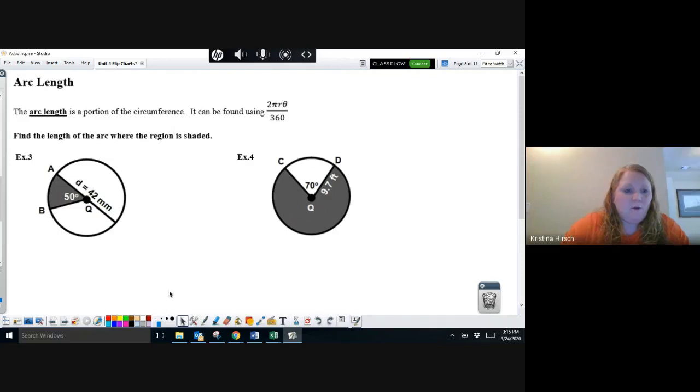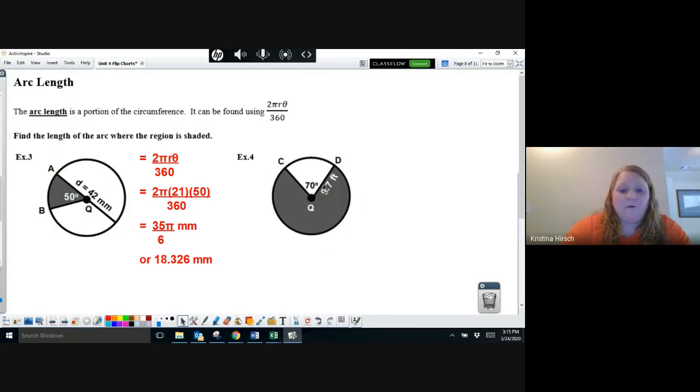So take a look at example 3. Example 3 is a little different because the arc length formula uses radius, but they don't give us the radius, they give us the diameter. So you got to remember that the radius is half of the diameter. So we're going to substitute in 21 and not 42. So my radius is 21, 50 degrees is shaded out of 360. Put that in your calculator and then convert that to a decimal. All right.